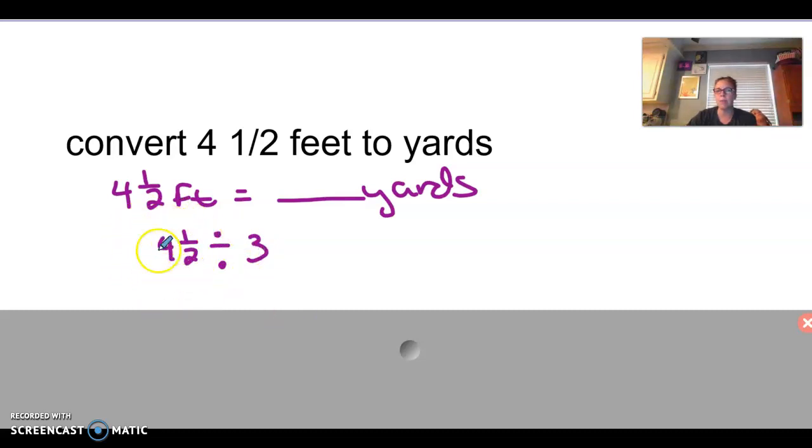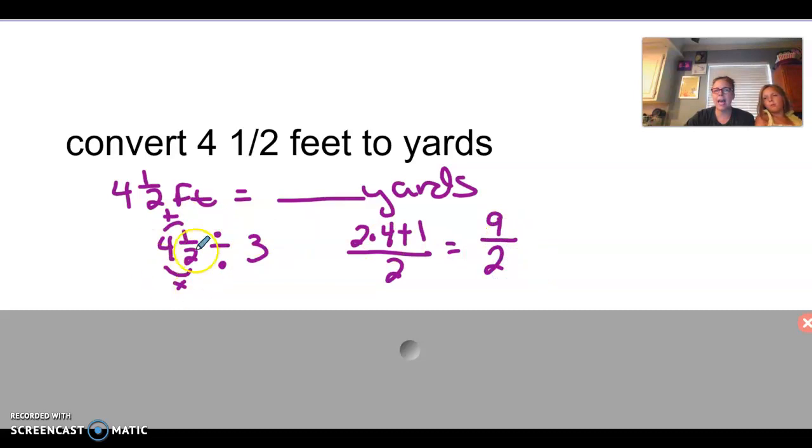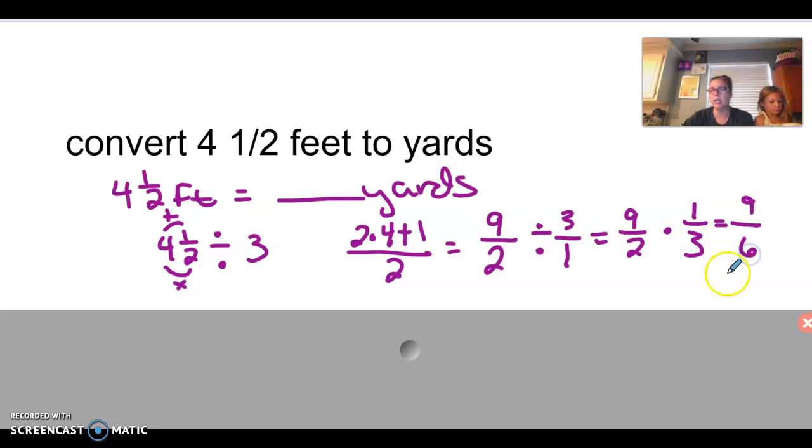Remember, you have to make this into an improper fraction. So we multiply, and then we add. So 2 times 4 plus 1 over 2, which is 9. So 9 halves is the same as 4.5. Divided by 3 over 1. Do you guys remember how to divide? Remember, you have to take the reciprocal. So you're going to do 9 halves times 1/3. Okay, and then we can multiply across and get 9 over 6.